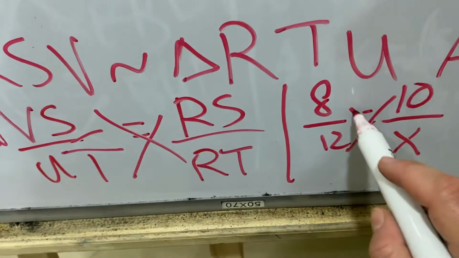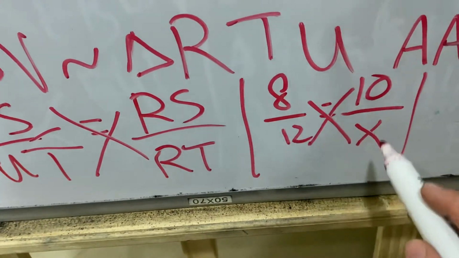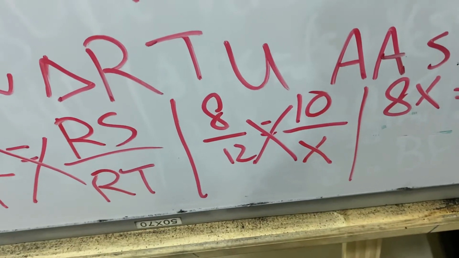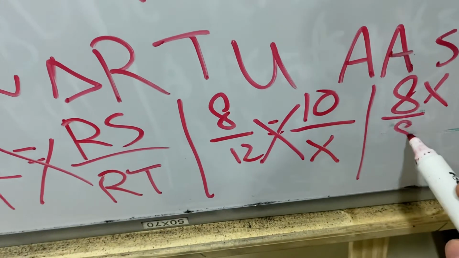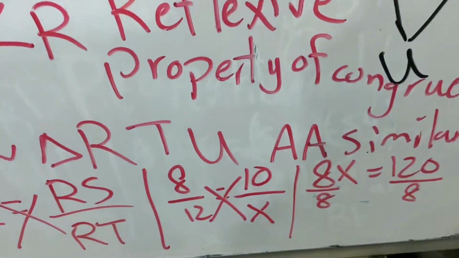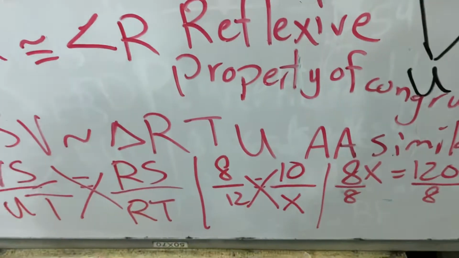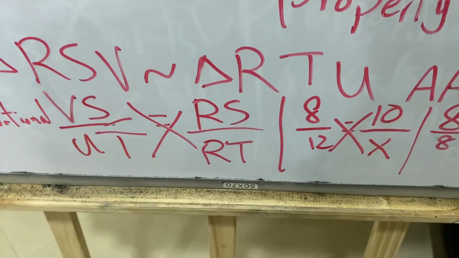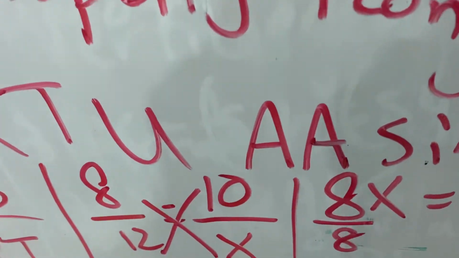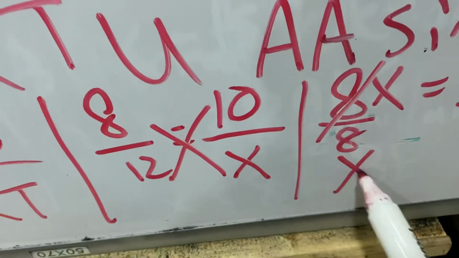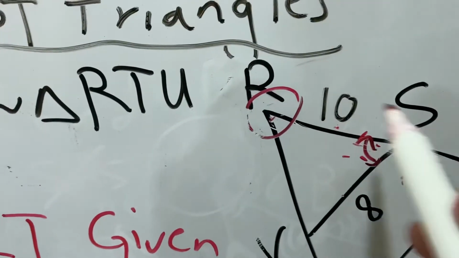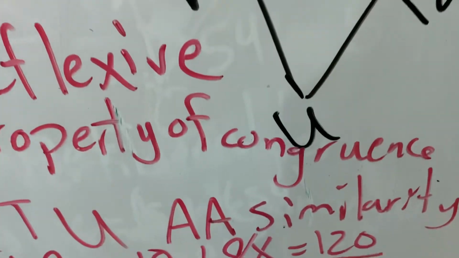As we said, we will do cross product. Then 8 times X, which is 8X, equal 10 times 12, which is 120. Now I have to divide both sides by 8. 120 divided by 8, either you can do it mentally or using a calculator, which is 15 actually. So this will cancel. X equals 15. And X is the one we named before, RT.